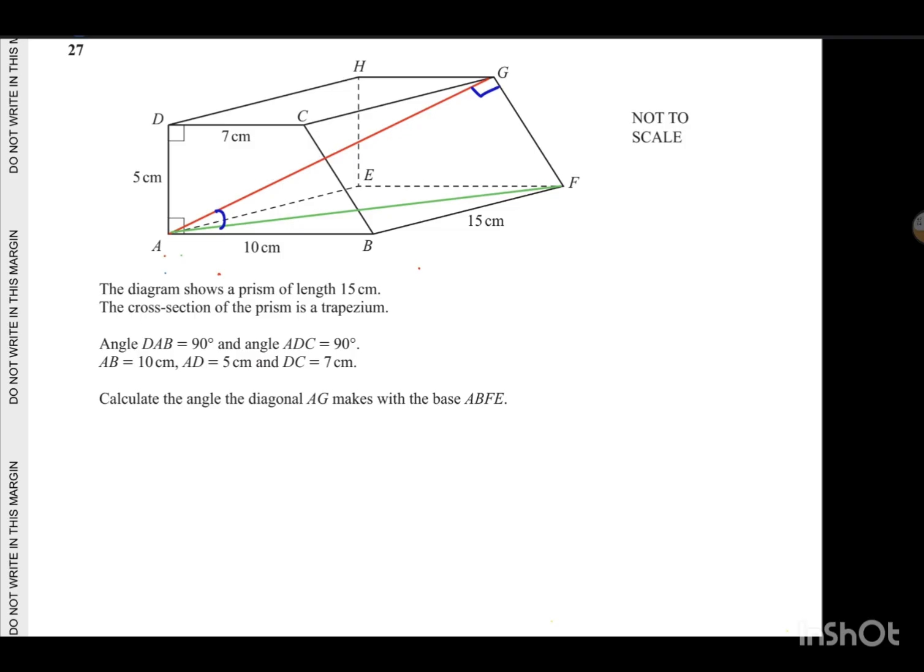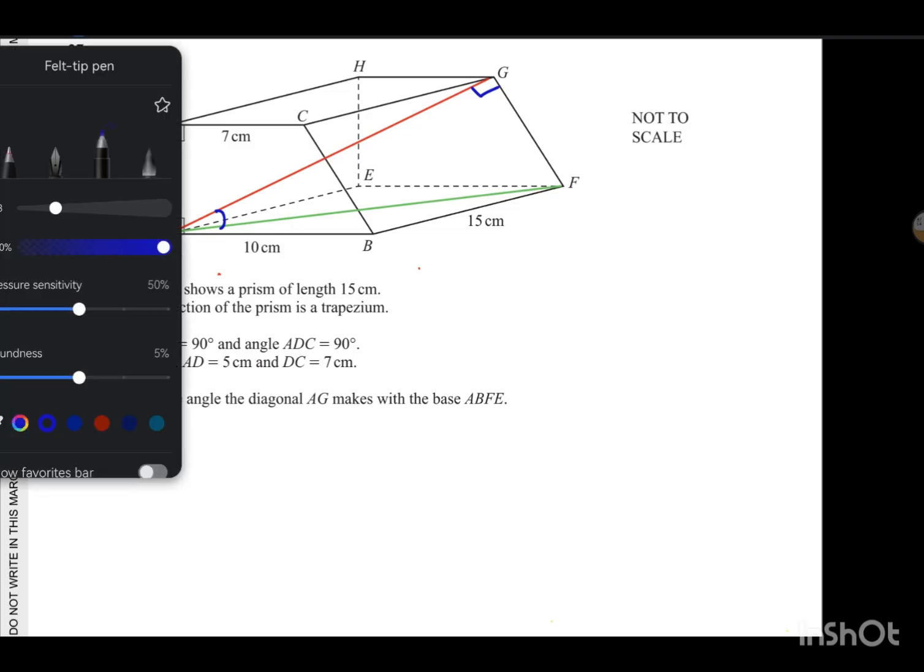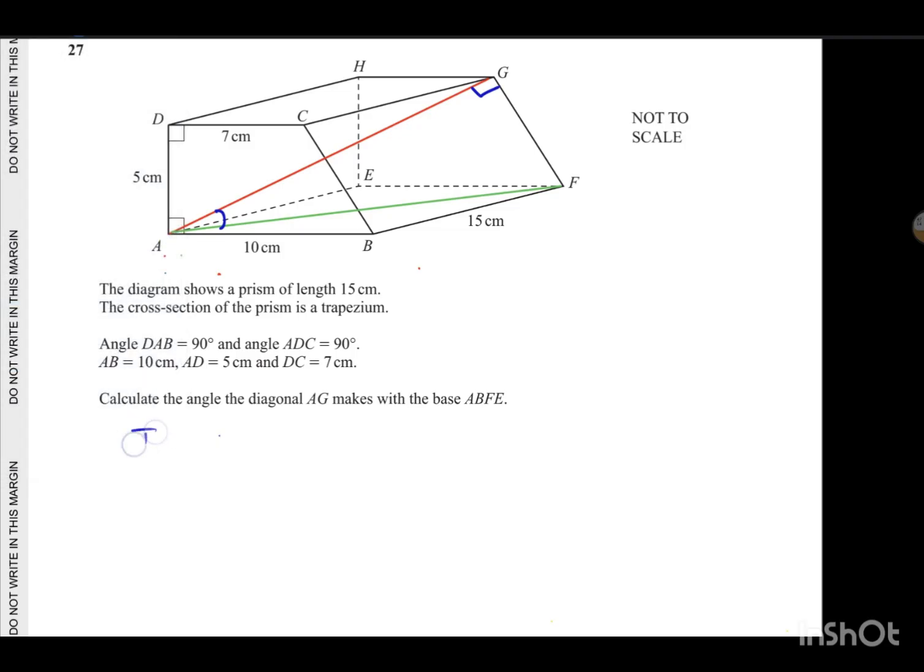So this green line is AF, which is in triangle ABF. So let me find that first. In triangle ABF, AF is a hypotenuse for triangle ABF. So AF will be square root of 10 square plus 15 square. We got AF. Now we'll find out AG.